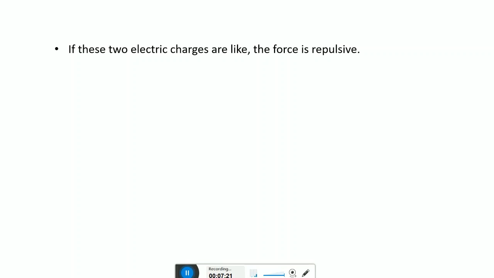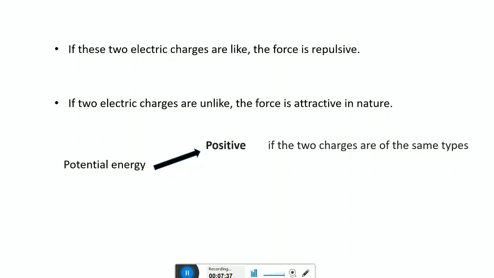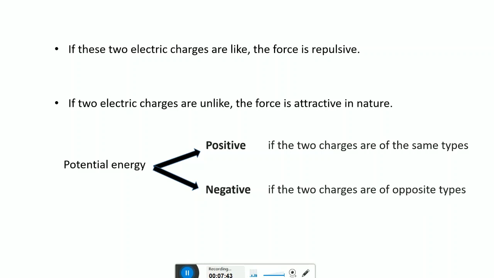If these two electric charges are alike, then the force is repulsive, and if the two electric charges are unlike, then the force is attractive in nature. The potential energy may be positive if the two charges are of the same type, and it is negative if the two charges are of opposite types.